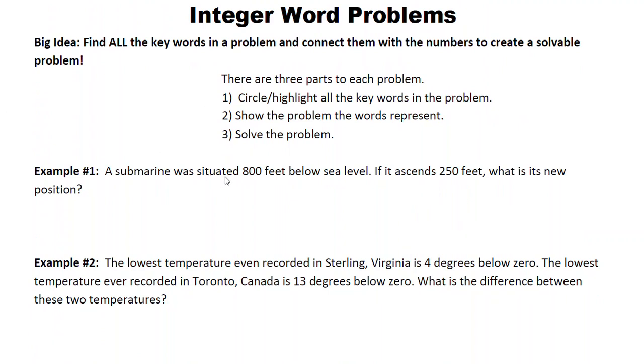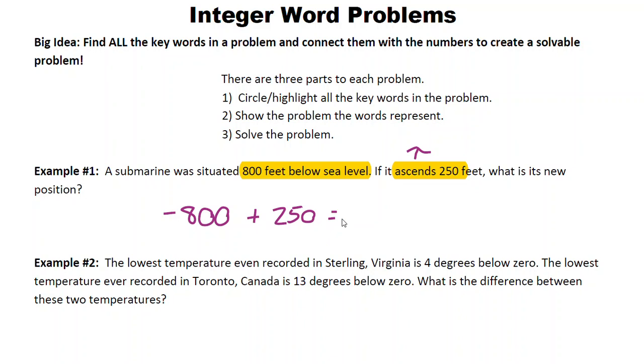So a submarine was situated 800 feet below sea level. If it ascends 250 feet, what is its new position? So let's look at these key words. This is 800 feet below sea level. So that's where I'm starting. And then it ascends 250 feet. It wants to know the new position. So I know 800 feet below sea level is going to be negative 800. And it ascends. That means positive. It's going up 250 feet.